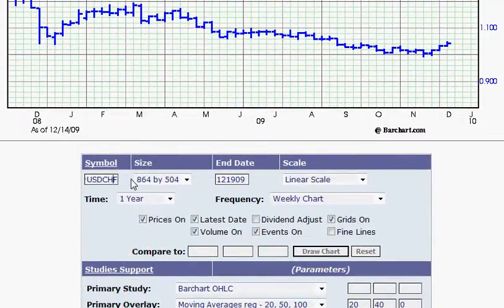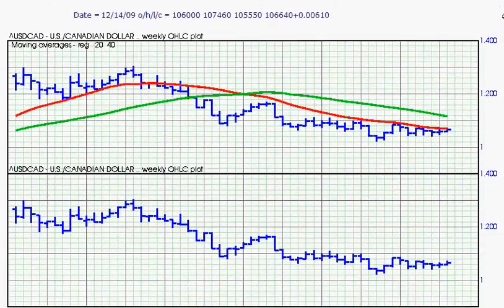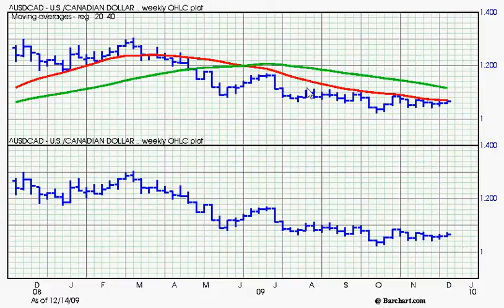We'll look at the CAD next. This is on the weekly time frame. Okay. Now here, again, the 20 week and the 40 week moving average. The spread between them means that it's selling. The way this has kind of a railroad track look means this is a strong downtrend.